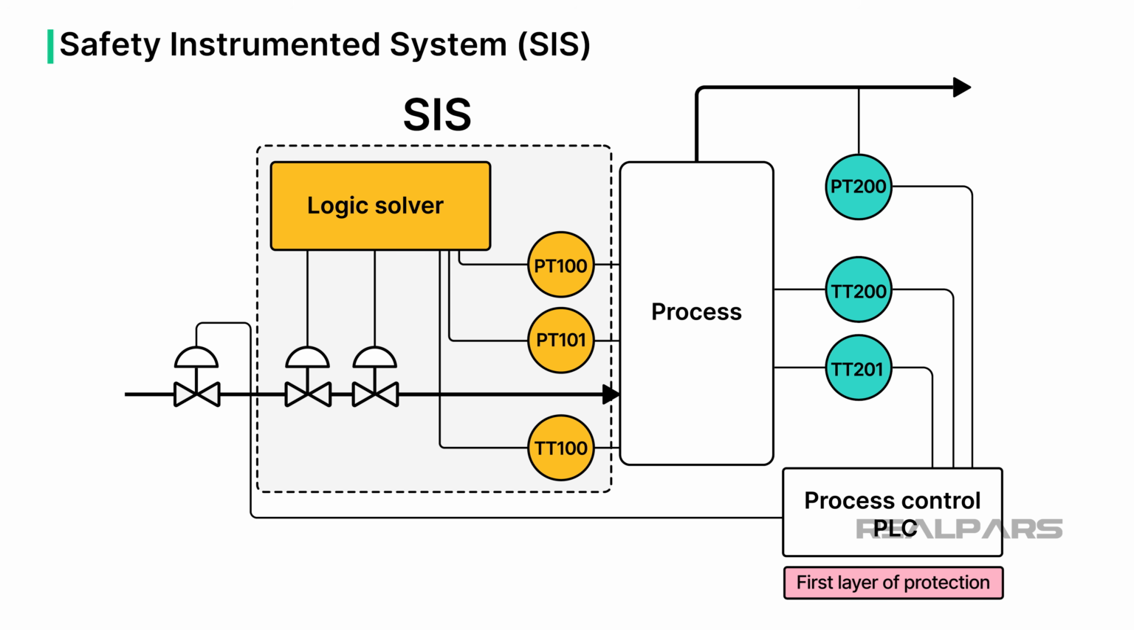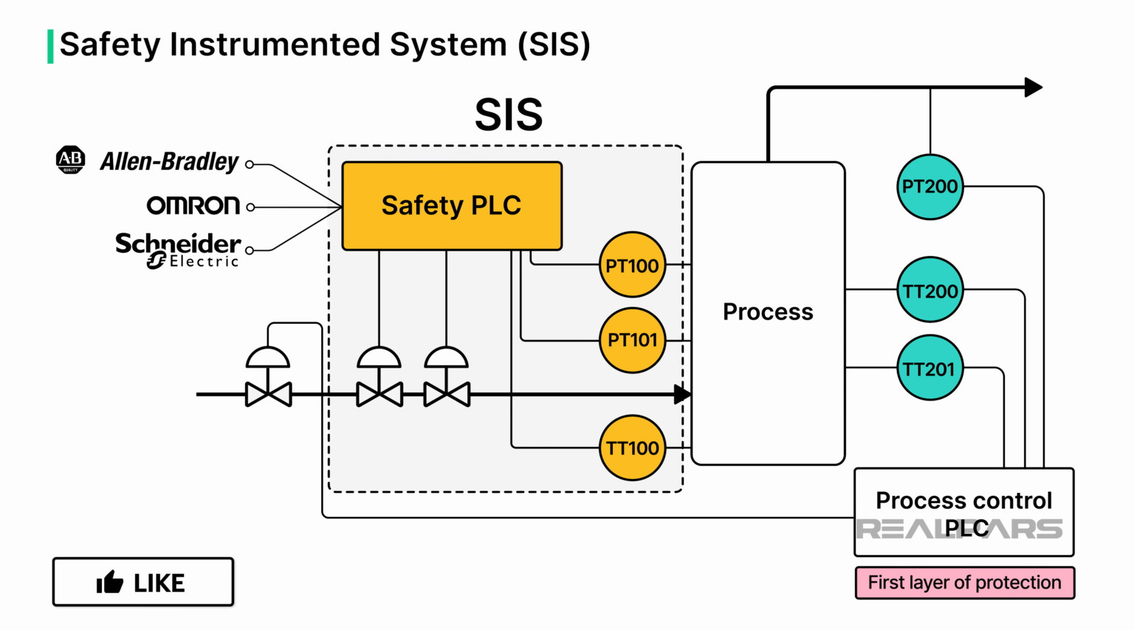The safety instrumented system consists of a distinct set of devices operating independently from the process control system. A safety instrumented system consists of sensors, logic solvers, and final control elements with the sole aim of ensuring the process enters a safe state upon encountering specific conditions. The logic solver is often a safety PLC, manufactured by vendors such as Allen Bradley, Omron, or Schneider.